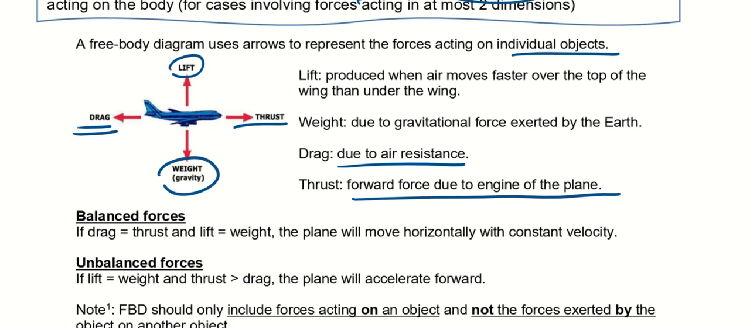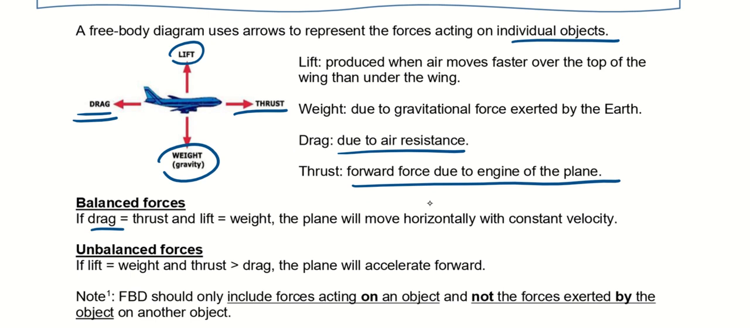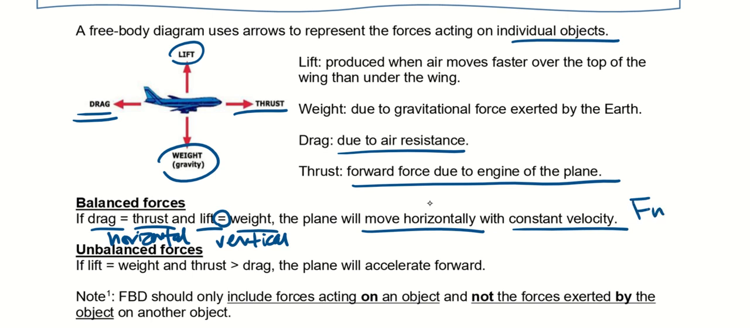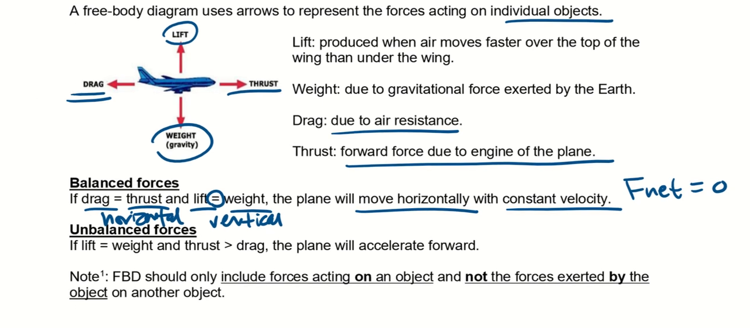Okay, so if I have balanced forces, if the drag is equal to the thrust and the lift is equal to the weight, why all these pairs? Because the drag and thrust are the horizontal forces, right? And if they are equal but in opposite direction, they'll cancel each other out. The lift and weight are the vertical forces, right? Lift is going up, weight is acting downwards, and if they are equal but opposite in direction, the plane will move horizontally with constant velocity, because F net in either up or down is 0.